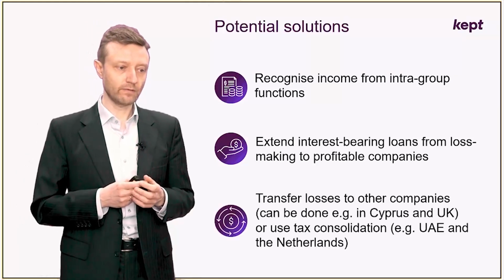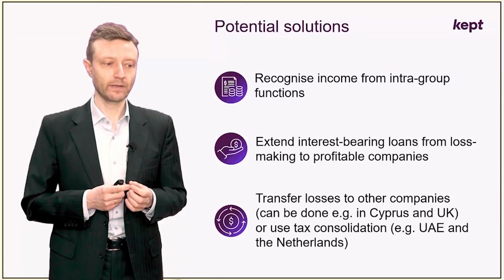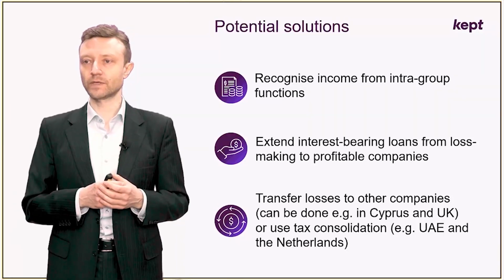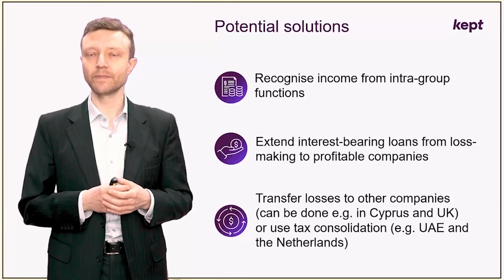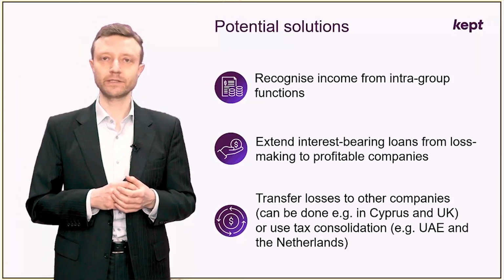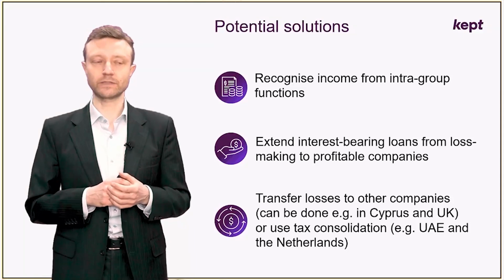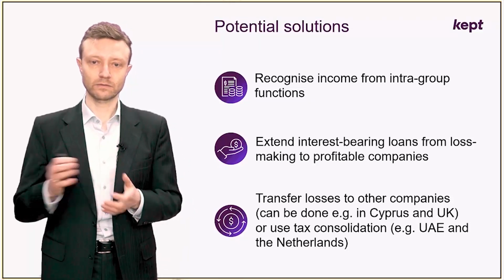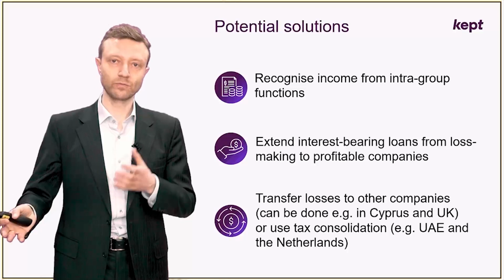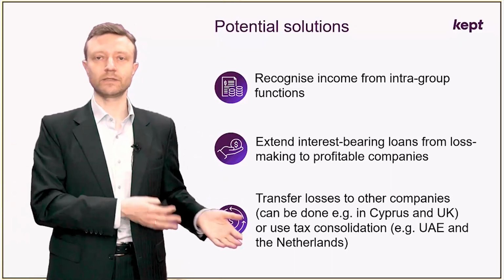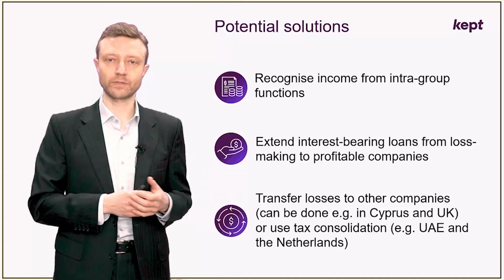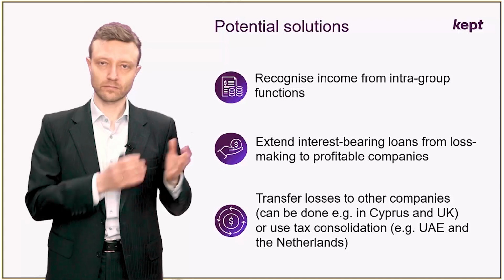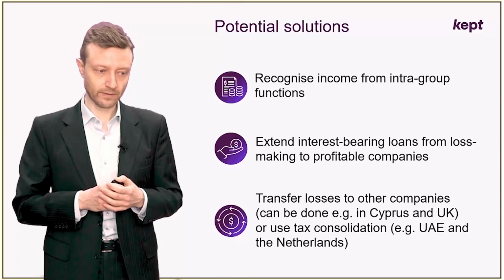And finally, there are countries where it is possible to transfer losses at least between companies of the same group in this country. Sometimes even cross-border transfer of losses is possible, but in many instances, for example, in Cyprus and the United Kingdom, there is a regime that allows to recognize losses within the group that occur in one legal entity for the purposes of taxation of income in another entity in the same country.